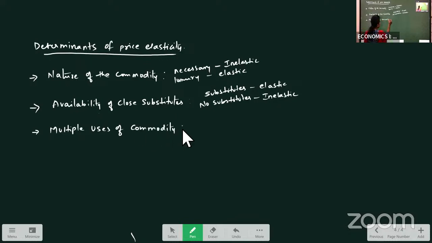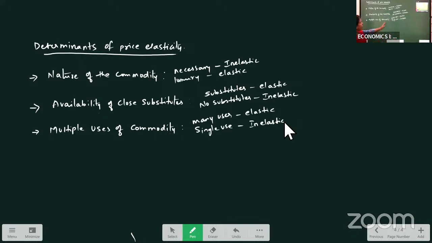If the product is used for many uses, like for example milk. Milk can be used for many uses. In that case, elasticity will be greater. Because if price decreases, we demand more quantity. Okay. So when the product has many uses, there will be elastic demand, and when the product is used only for a single use, then there will be inelastic demand.